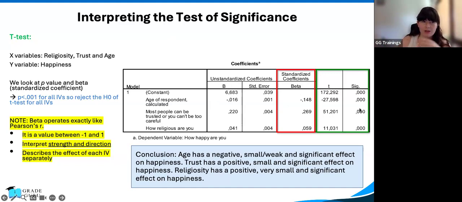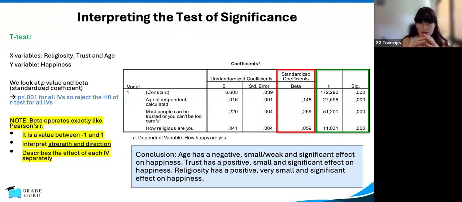So your p-value operates as always. If it's low, it tells you to reject H0 and that there is a significant effect present. But your beta tells you specifically what kind of effect is going on here. And the beta operates exactly the same way as the Pearson's R. So it's a standardized value, so it's always between -1 and +1. You interpret it by using strength and direction.